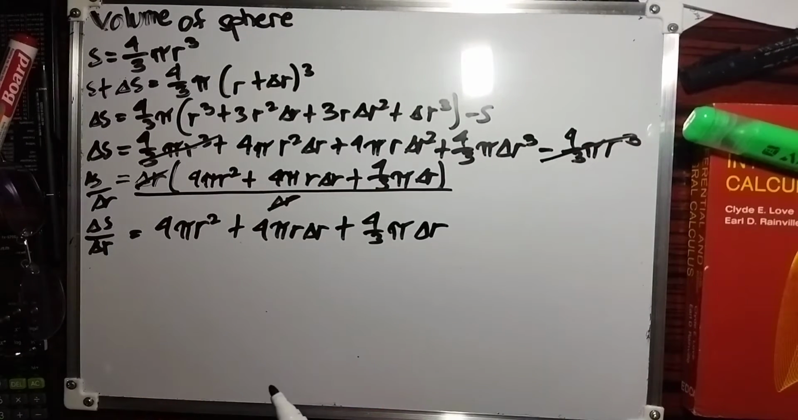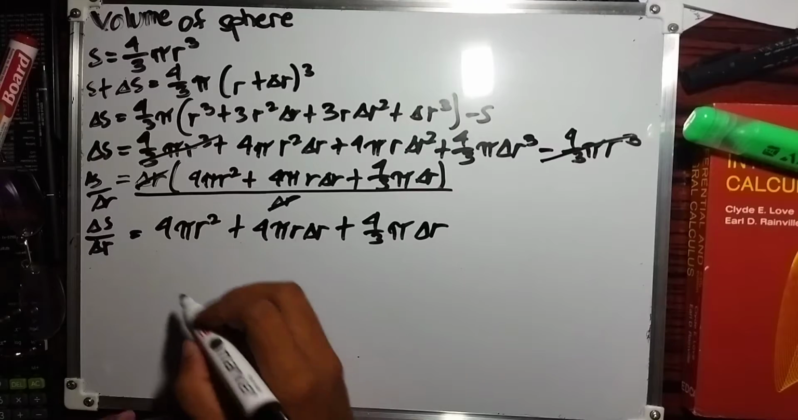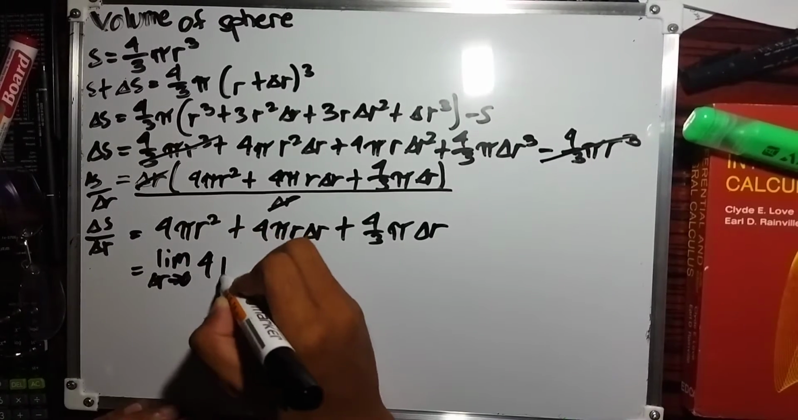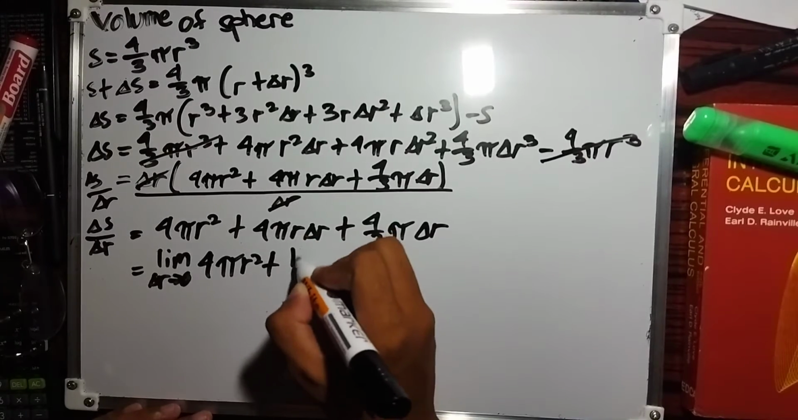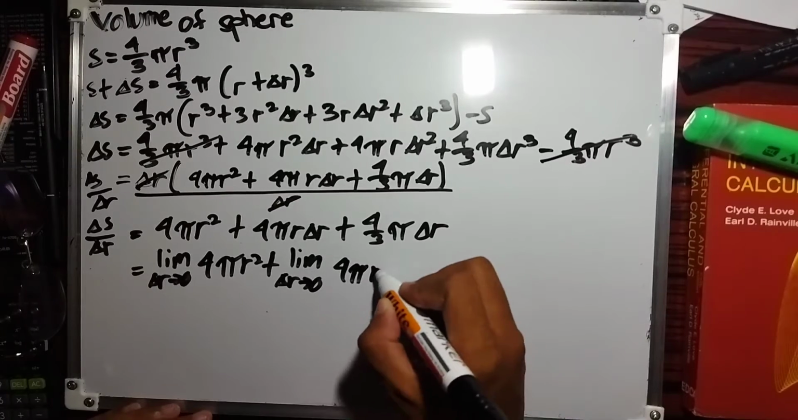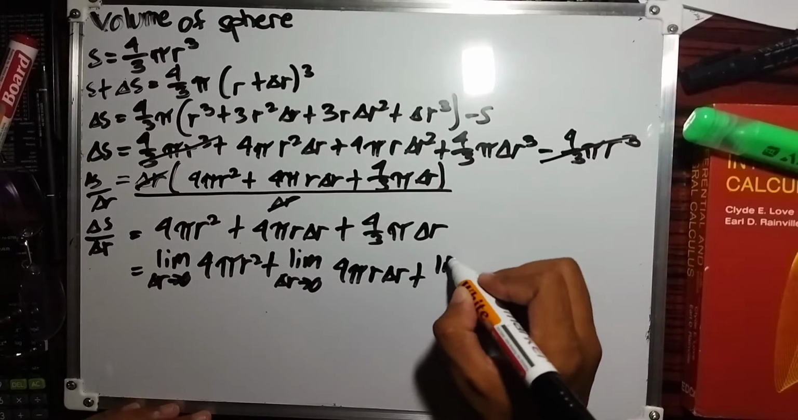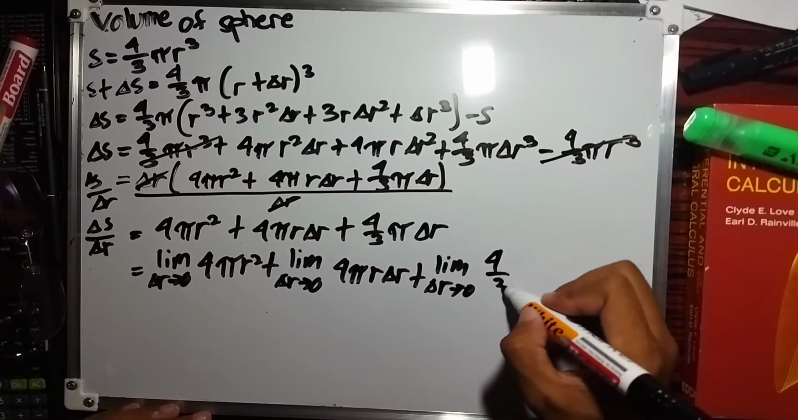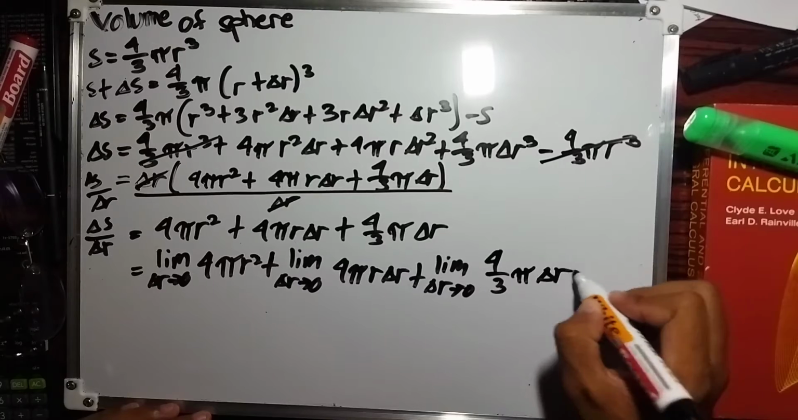So next we will be proceeding to the third step of the rate of change, which is to find the rate of change from the derivative where the denominator approaches 0. So again, our delta R will be approaching 0. So it would be the limit as delta R approaches 0 of 4 pi R squared plus the limit as delta R approaches 0 of 4 pi R delta R plus the limit as delta R approaches 0 of 4 over 3 pi delta R squared.